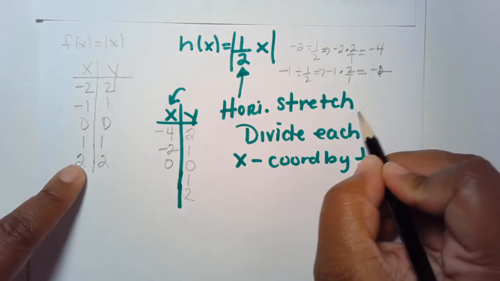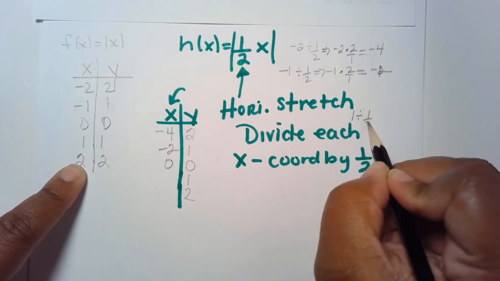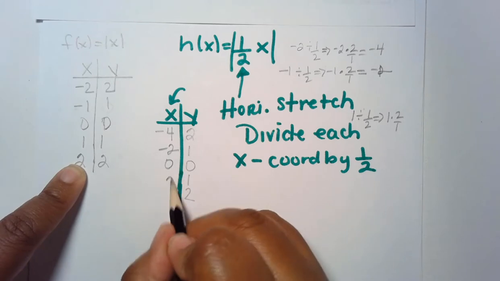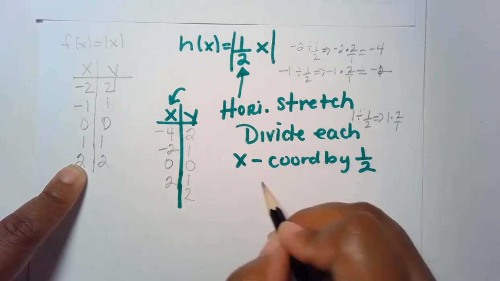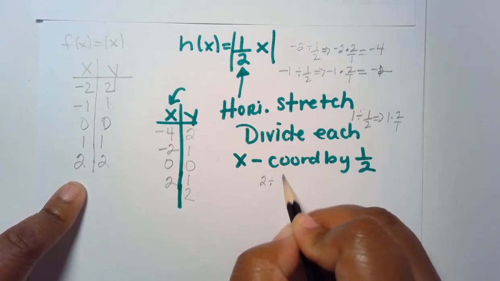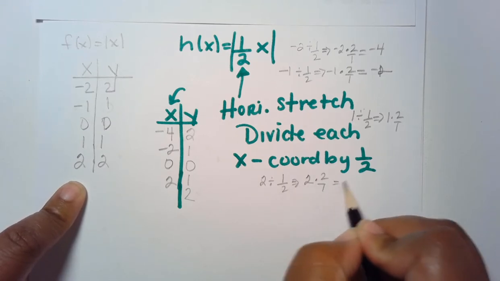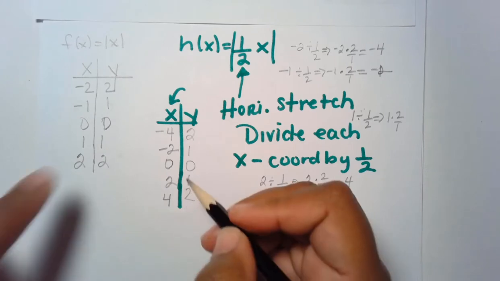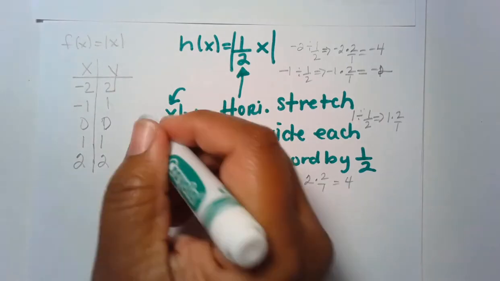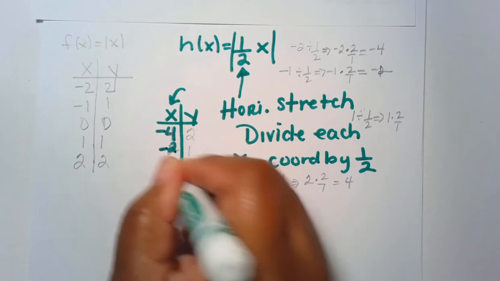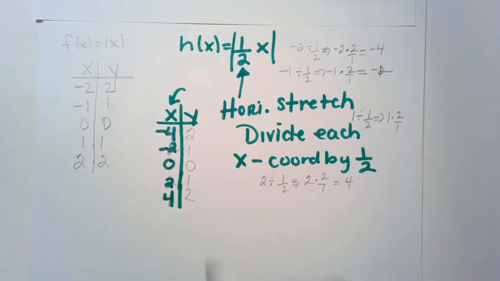We have 1 divided by 1/2. That in turn becomes 1 times 2 over 1. That is 2. And then we have 2 divided by 1/2. That becomes 2 times 2 over 1. That is 4. Okay, so I'm going to put our new coordinates in green here.